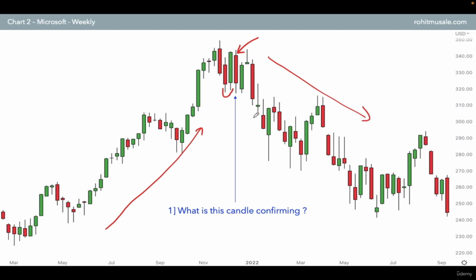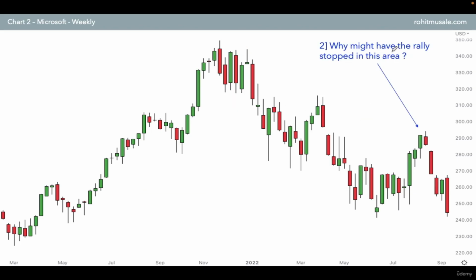Okay? Second question, why might the rally have stopped in this area? So you see here there is a falling window. So there is a resistance area here, which is why the rally stopped here and the price went down. A window is a very strong resistance. A falling window is a very strong resistance. Which pattern does this candle complete and why?